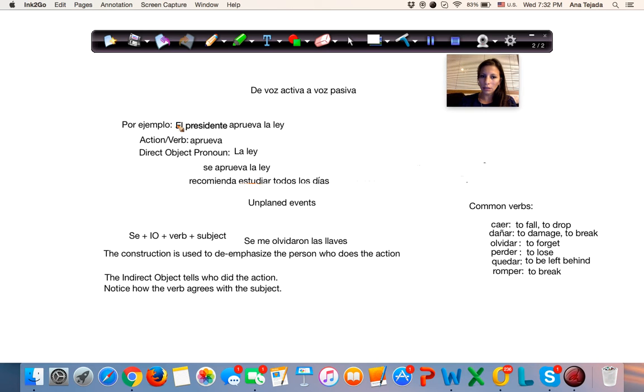El presidente. To make it a general statement, remember, we do it by having se instead of a direct agent. So se aprueba la ley. Again, la ley, is it plural or is it singular? Muy bien, it's la ley, the law, that one law. Therefore, aprueba is singular as well.